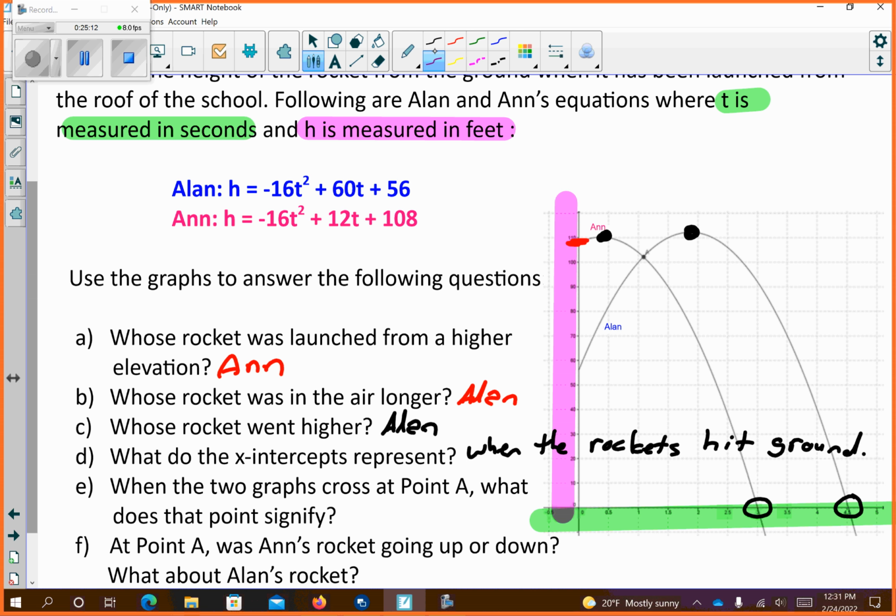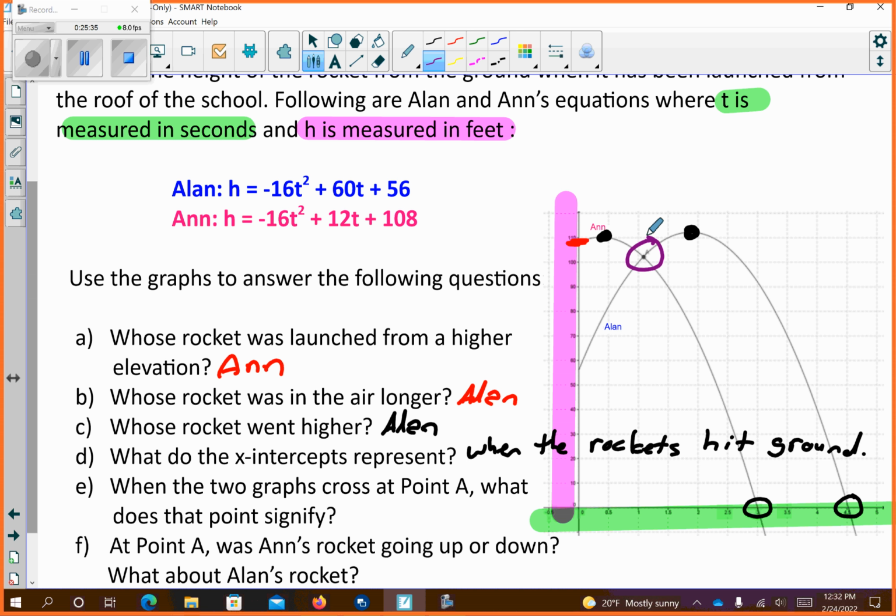So there's a couple more parts to this. It says, when do the two graphs cross at point A, what does this point signify? Well, the time they were identical. Yeah. The time was the same and their heights were the same. Now, just because Ann's was coming down at the time and Alan's was going up, that's okay.